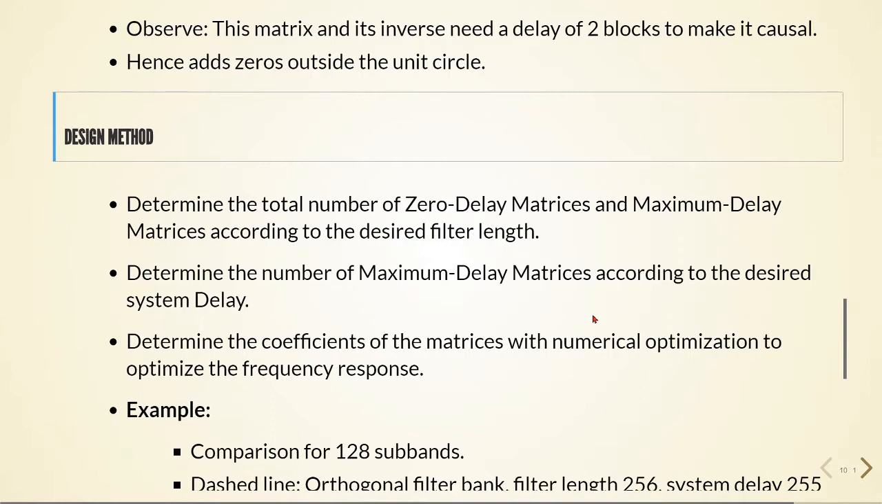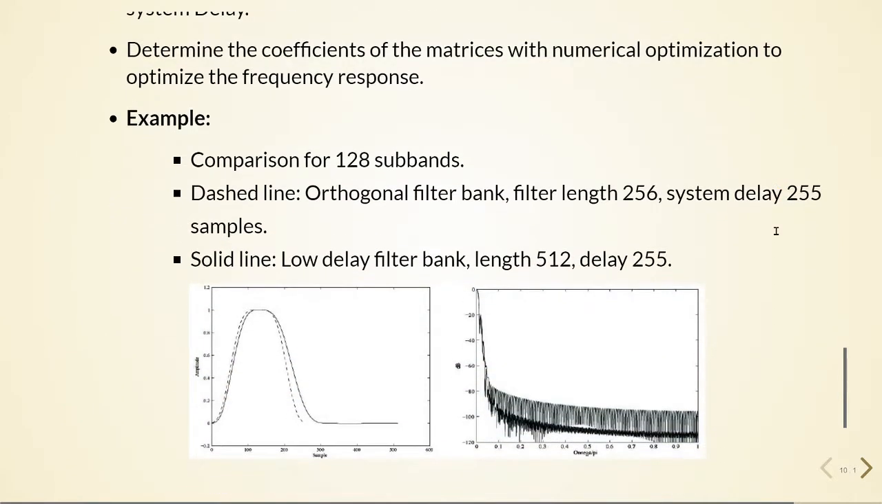We determine the total number of zero delay matrices and maximum delay matrices according to the desired filter length. We determine the number of maximum delay matrices according to the desired system delay, and we determine the coefficients through numerical optimization. One example here is, for 128 subbands, we have in the dashed line an orthogonal filter bank with the filter length of 256 and the system delay of 255 samples.